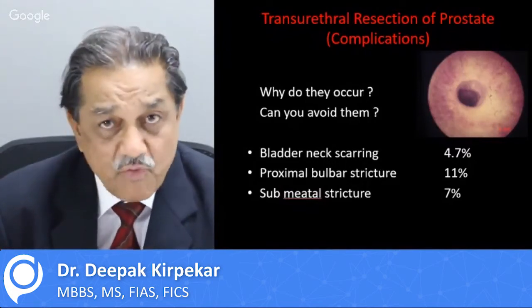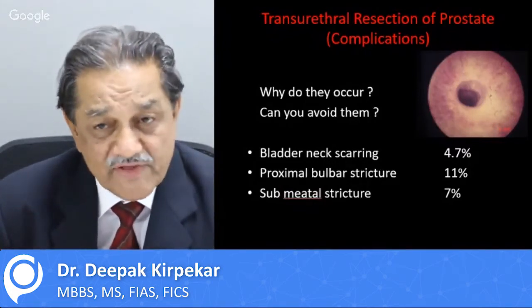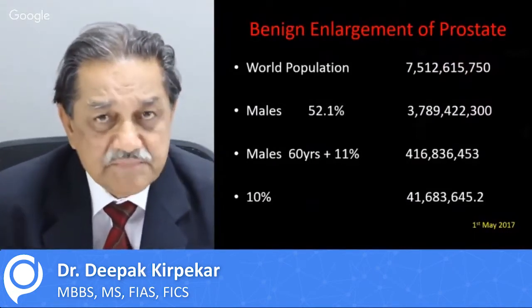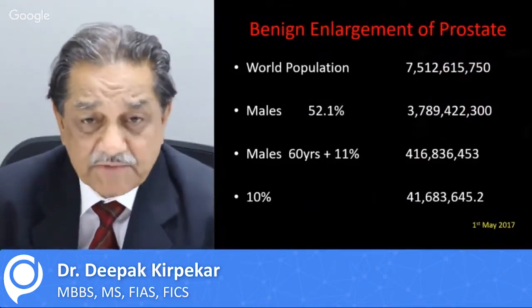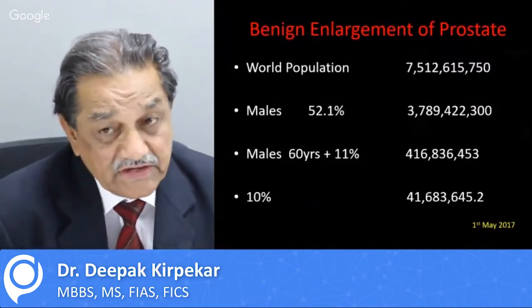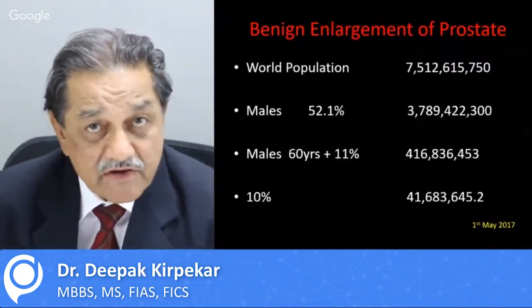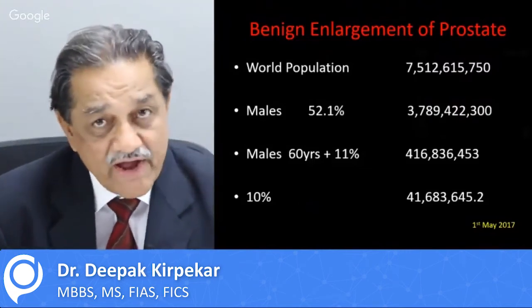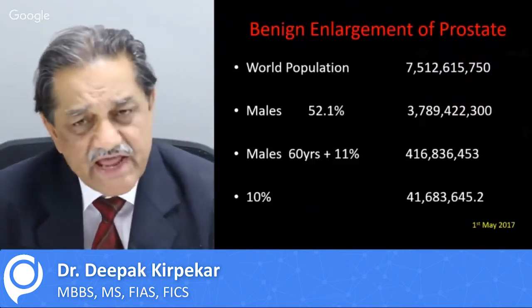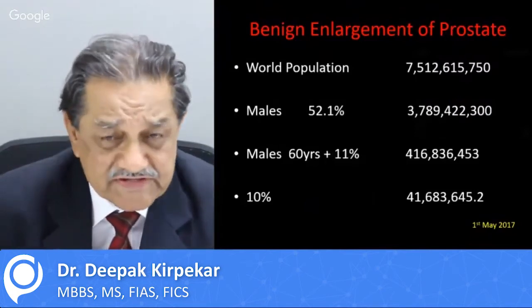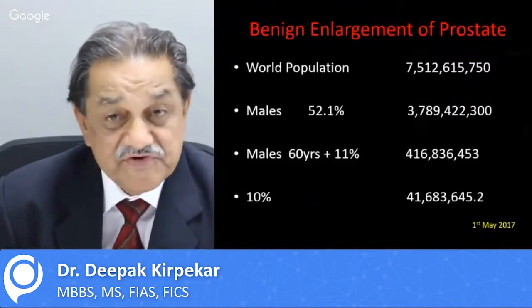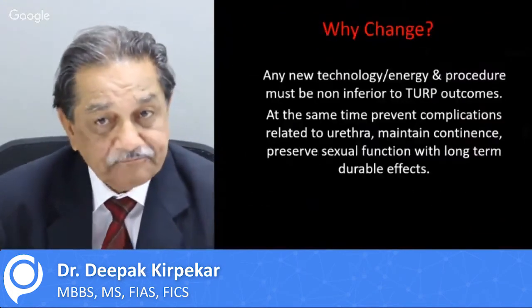The other reason why people are looking at alternative methods is, look at these numbers. Even if we take 10% of the population above the age of 60, it's 41 million, or say 4 crores, at any given point of time. No wonder instrument manufacturers, energy developers, and pharmaceuticals are looking at something which will be beneficial to this large number.